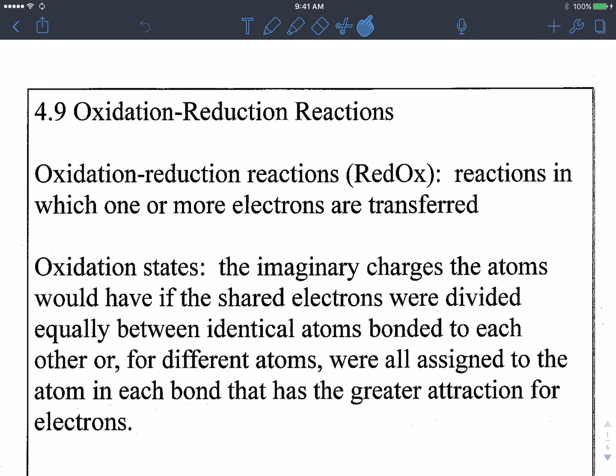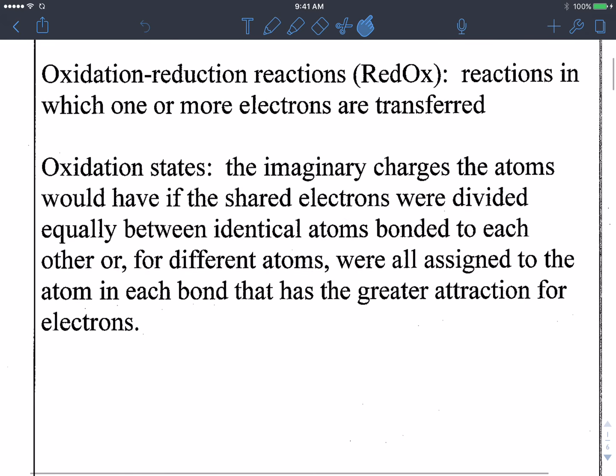And this is where oxidation states change. I know that really doesn't make any sense at this point, but really every single reaction is actually an oxidation reduction reaction. Depending on what happens, it just looks a little bit different. So redox reactions by definition are reactions in which one or more electrons are transferred. Usually we think about reactions as making and breaking bonds, but in the case of redox reactions, we're actually transferring electrons from one species to another species.